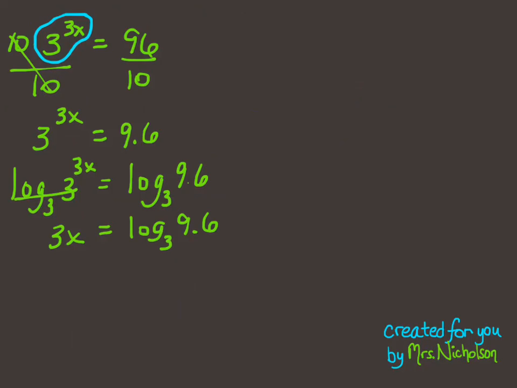And now final step, to get x by itself, we're going to divide by 3 on both sides, and x is approximately equal to 0.686. Pause the video, try the next one on your own.